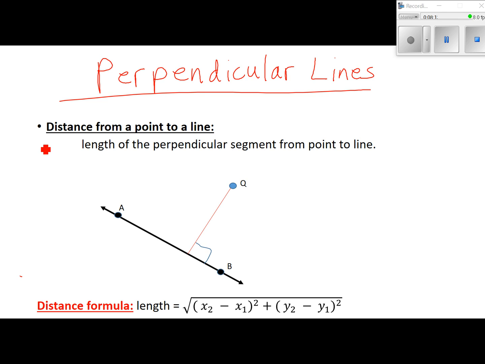And somewhere on there, shortest, you probably want to write something like this down. The shortest path always forms a right angle. The shortest path always forms a right angle. That's the path that we want, the one that forms a right angle.